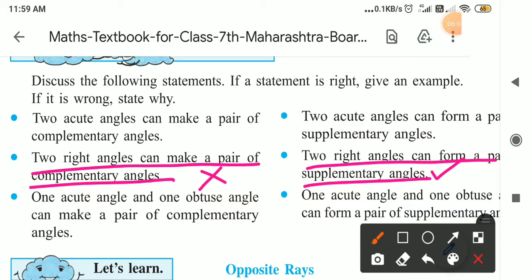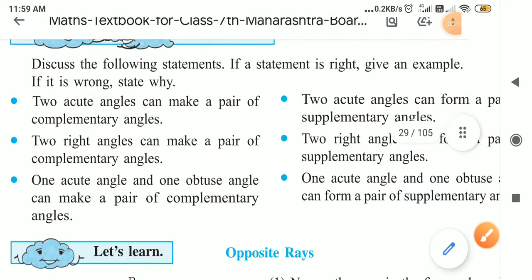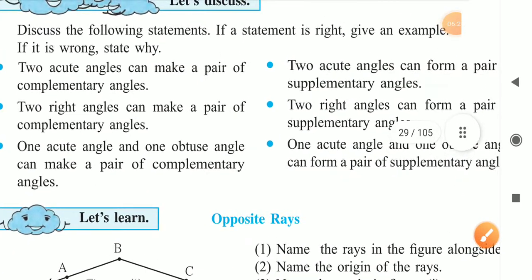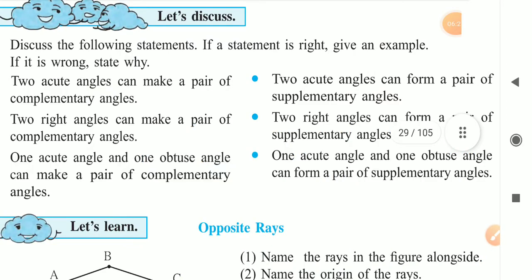Okay, so two acute angles forming complementary angles is right, and this one is wrong. So that is the discussion about the right angles. Can two right angles make complementary angles? No. Two right angles can make supplementary angles. Yes.